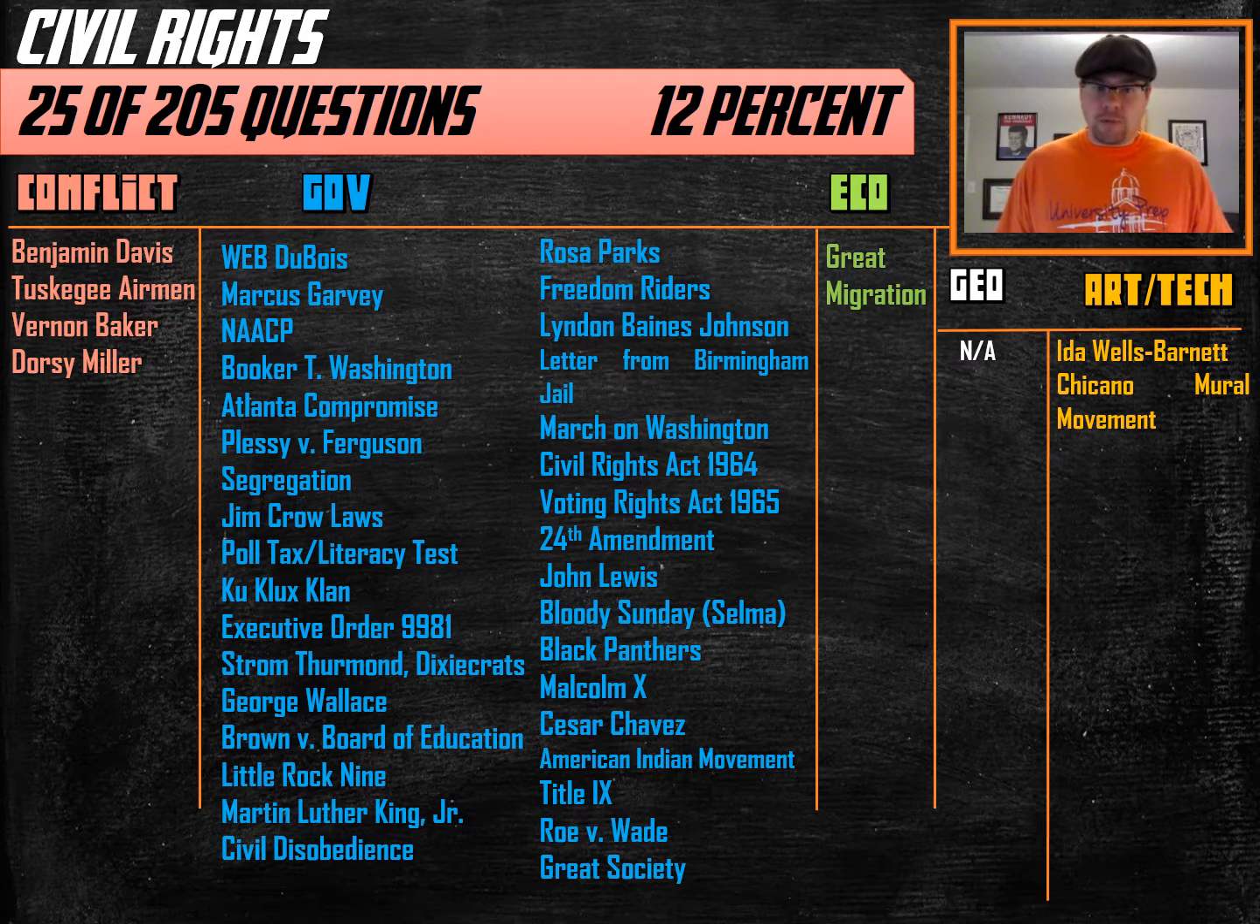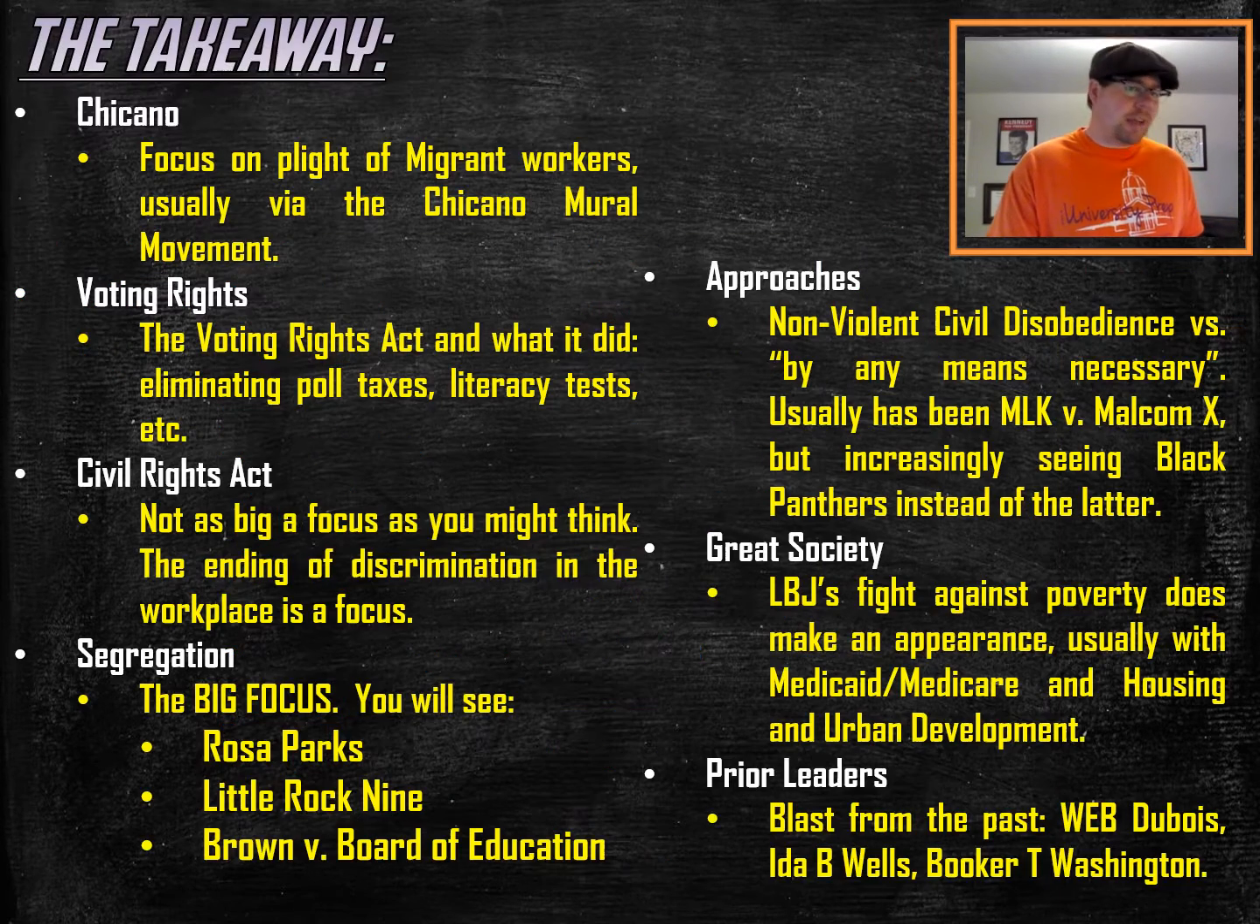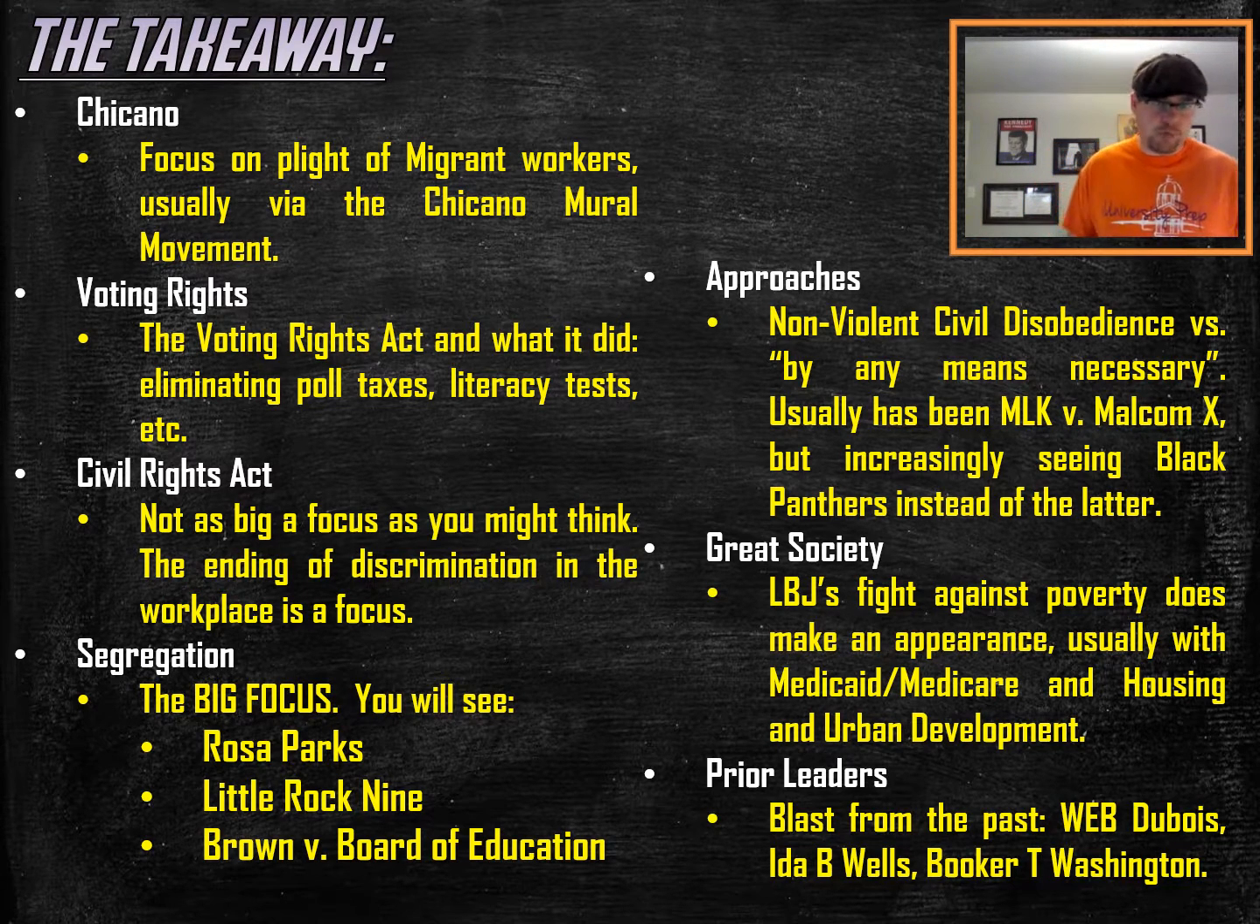As always, if you want that higher level score, make sure you know all the details from this time period that you see on the slide in front of you. What we're going to look at today are the specific areas that the test is focused on again and again. These can be boiled down to a few key categories. First, the Chicano movement. Second, the Voting Rights Act. Then the Civil Rights Act. Then segregation. We'll also take a look at the various approaches to the civil rights movement and the prior leaders to the movement. But today, we're going to look at Lyndon Johnson's Great Society.